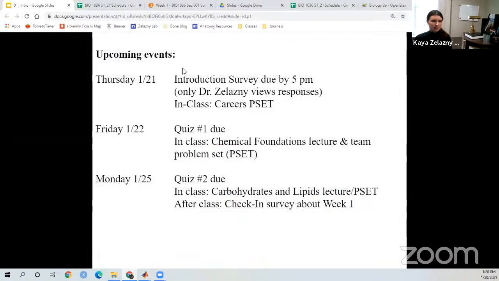We saw these upcoming events on the Brightspace, but here they are typed out for you as well. So by the end of the workday tomorrow, I'd like you to fill out the introduction survey. I can see a bunch of you have already done it, so that's great. Only I'm going to view your responses, so don't feel embarrassed.